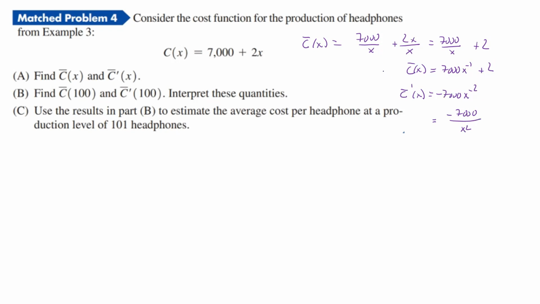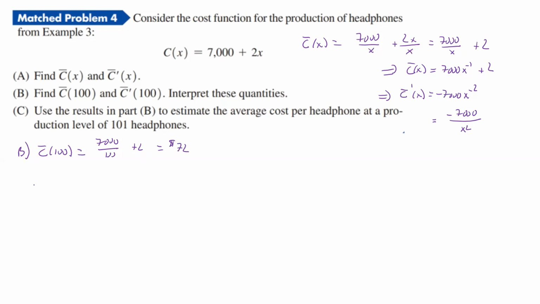So we found C bar and we found C bar prime. Now for B, we're supposed to use those and find C bar of 100. I'm going to go back to the earlier form because that's easy. That's going to be 7,000 divided by 100 plus 2. Divide that, and it's going to be 70 plus 2. So that's going to be $72 for the average cost.